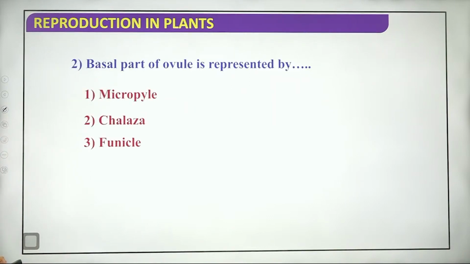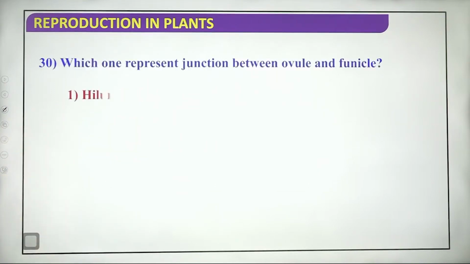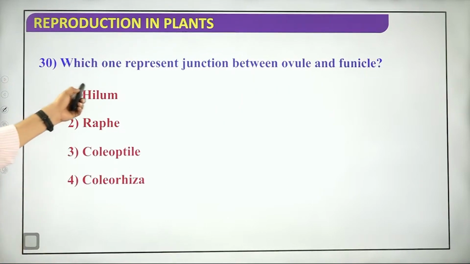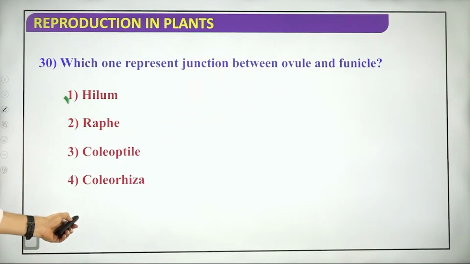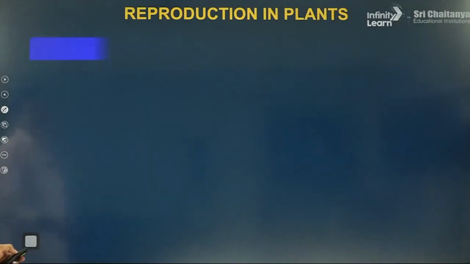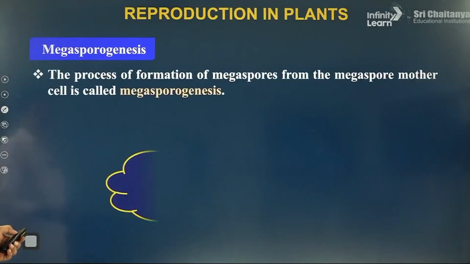Next question. Be ready to give the answer. The basal part of the ovule is represented by chalaza. The apical part or mouth of the ovule is micropyle. The stalk is the funicle. Which one represents the junction between the ovule and funicle? Hilum. Next small topic here.